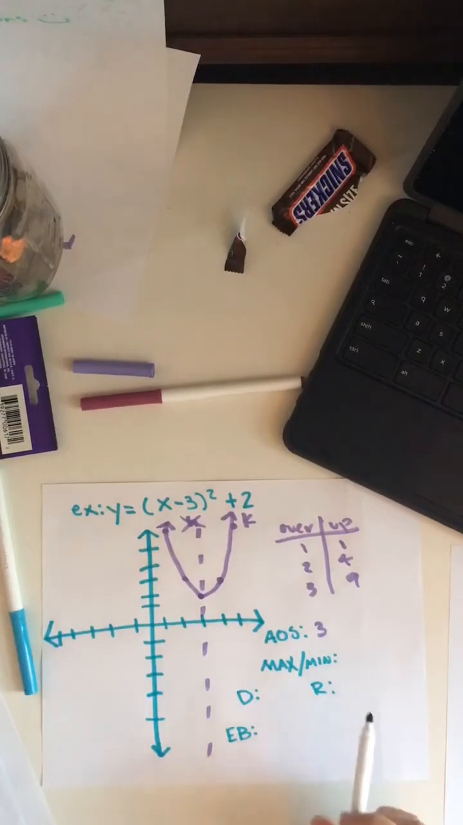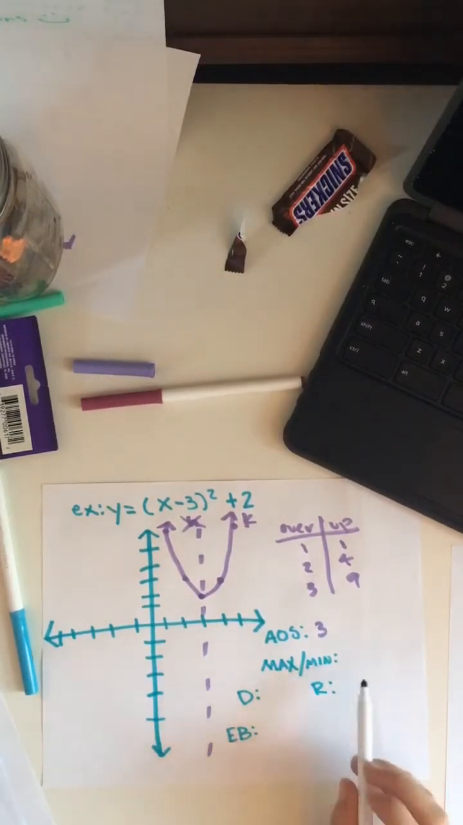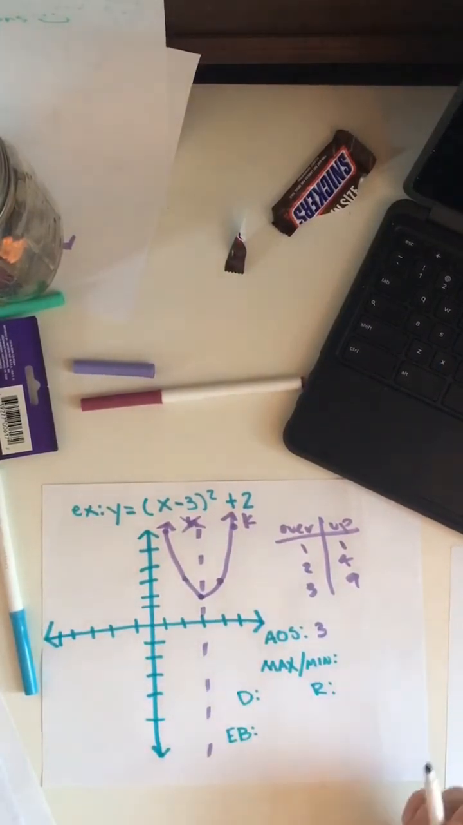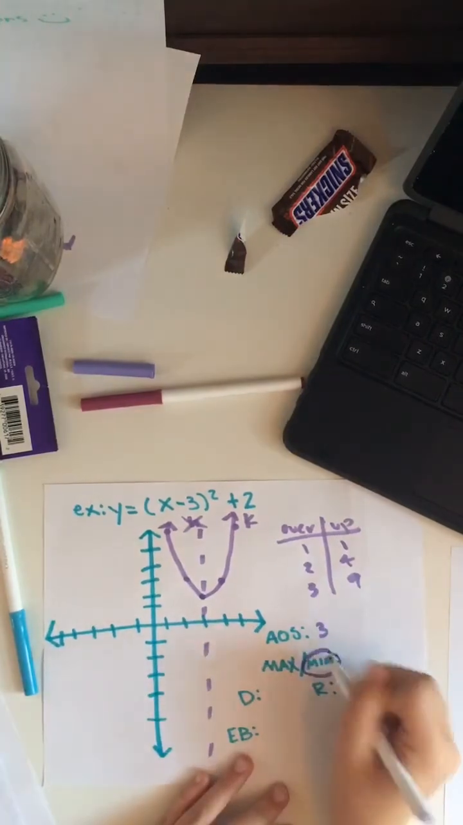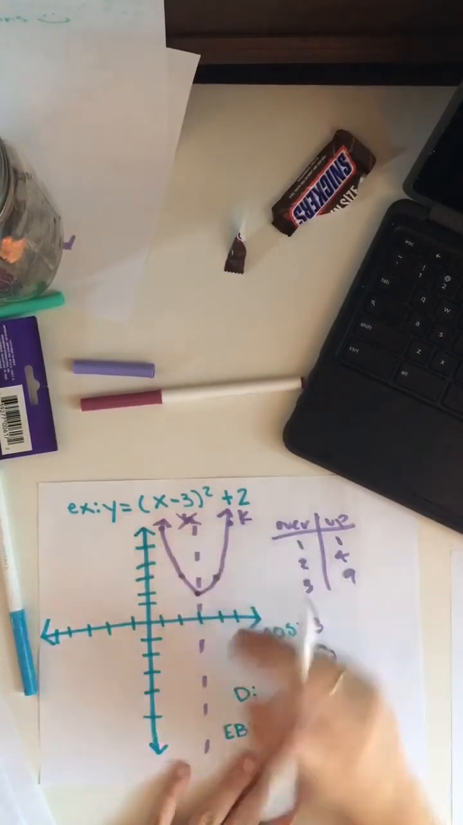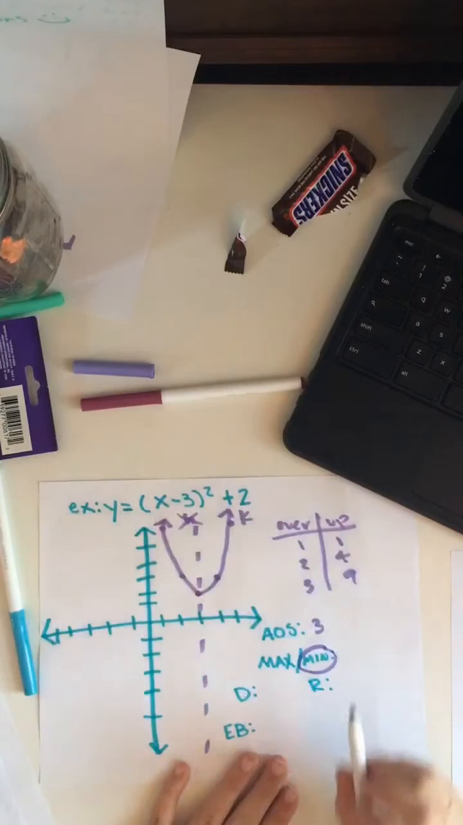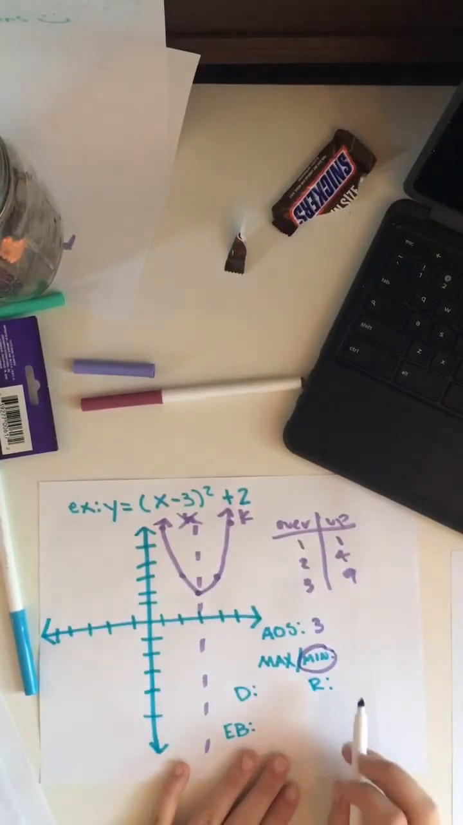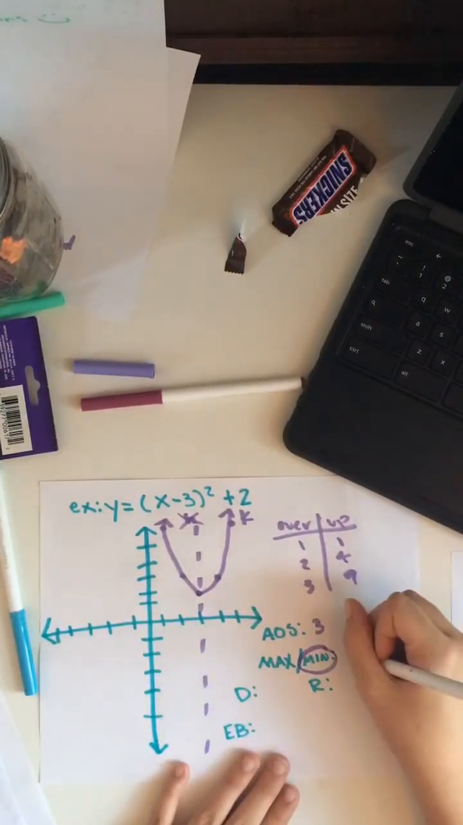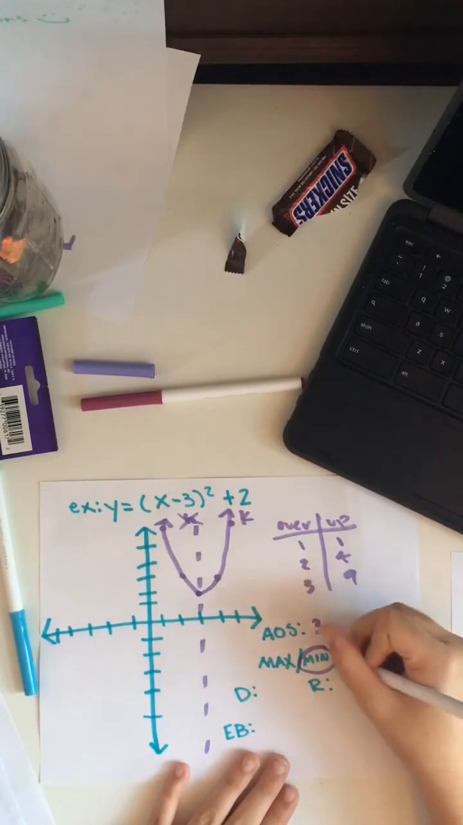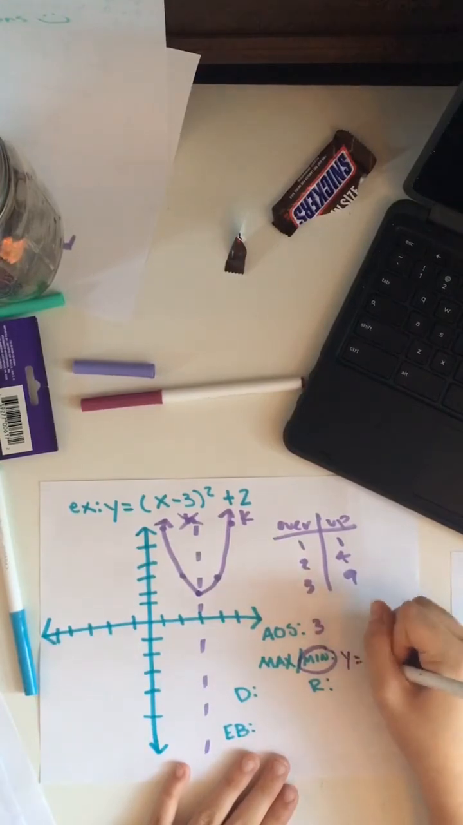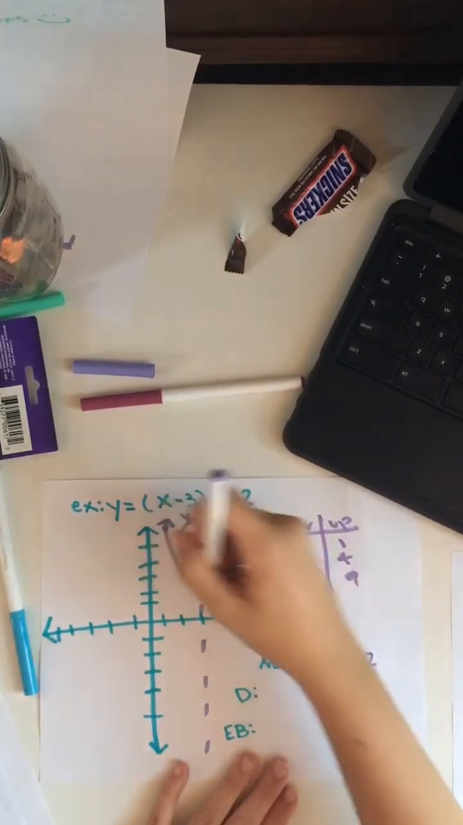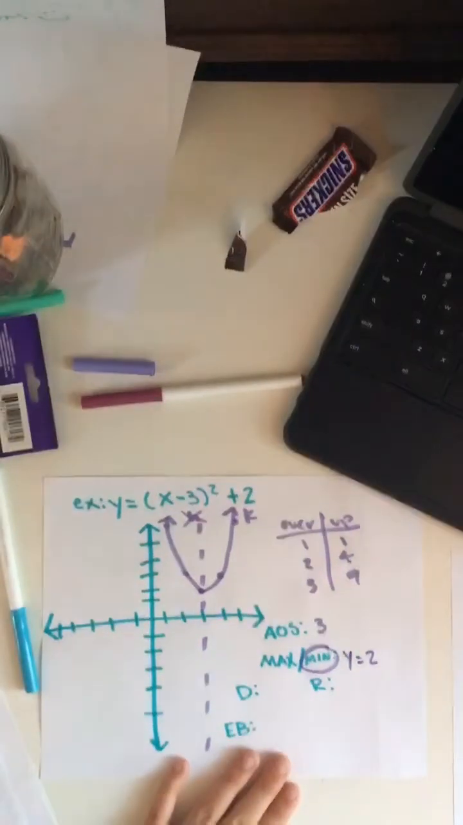So next you will be asked to find the max or minimum and what that is. And so on this graph it's going to be minimum because from your vertex point everything is getting positive and going up, so you will eventually shade up. And so here what you would write was y equals 2 because that is where it is on the y-axis.